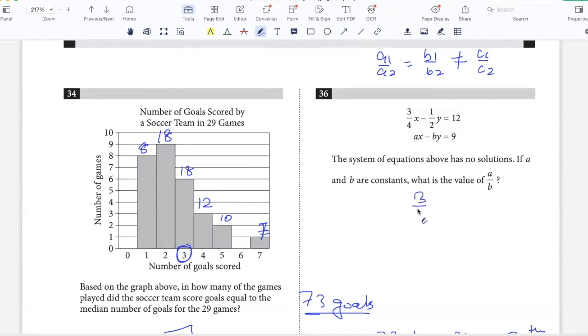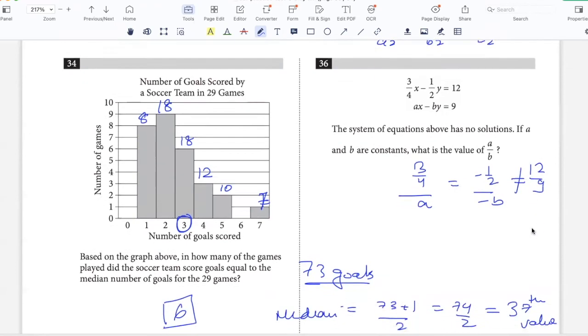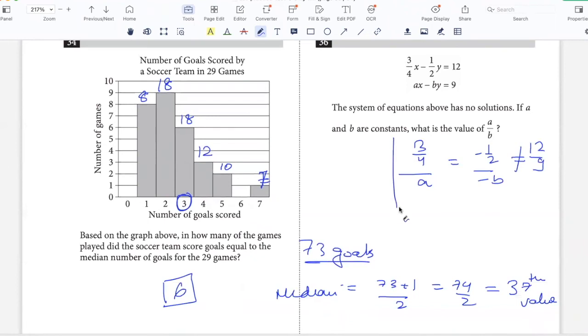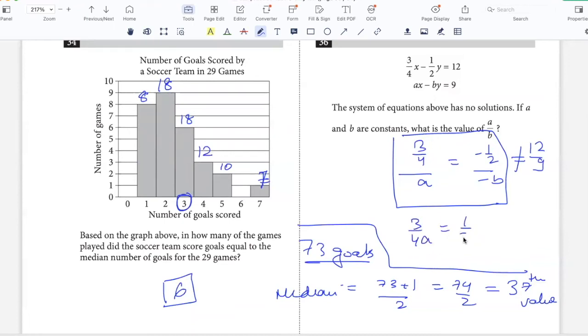So 3 by 4 by A should be minus 1 by 2 by minus B, and that should not be equal to 12 by 9. So let's work with these two. So 3 by 4A is 1 by 2B. So I have to find A by B, right? So A by B would be, so let's just cancel this. Yeah, so A by B would be 3 by 2.